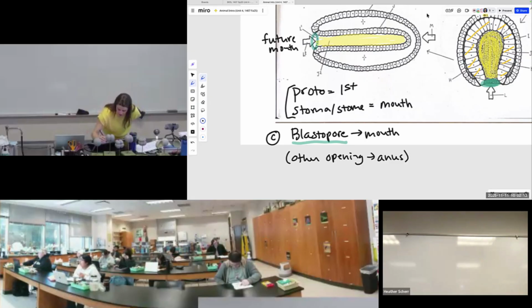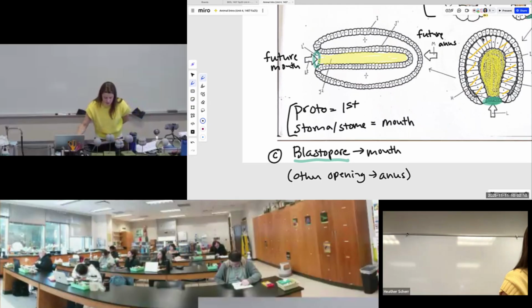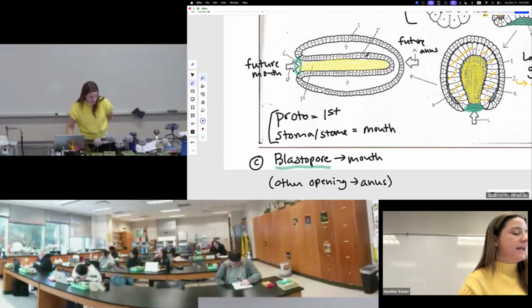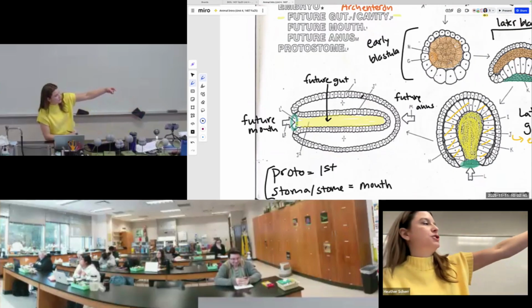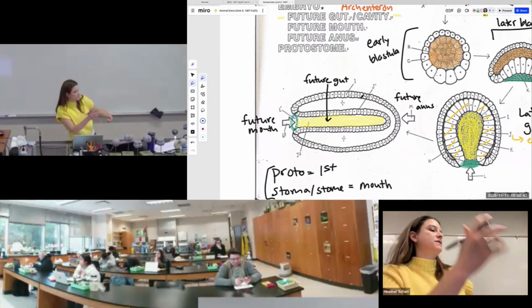M would be the future anus, the other end of the gut tube. Of course, J2, the archenteron, is the future gut tube. In the end, the tube would connect to the other side, and that's how it makes the full tube.